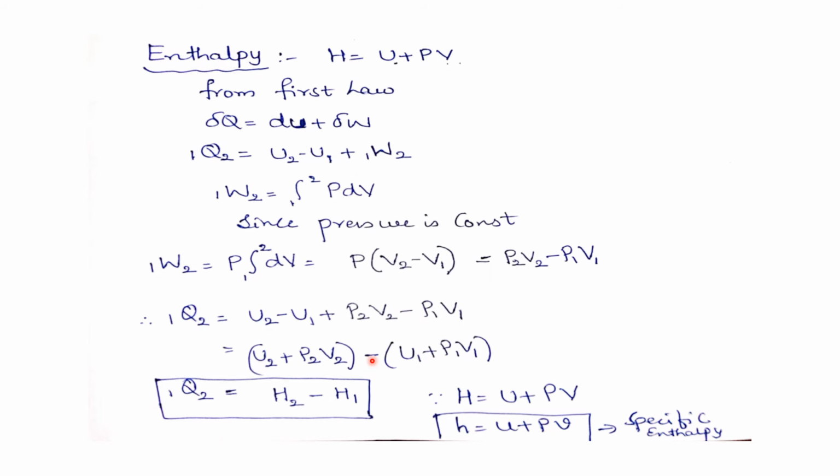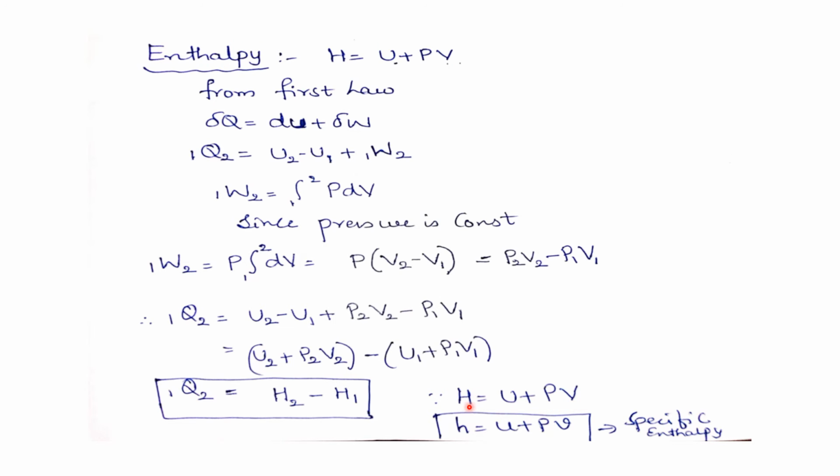I have not altered the equation here. If I simplify it, this will be minus U1 only, and this will be minus P1 V1 only. So only the minus I have taken outside, and I have put these terms in the bracket, U1 plus P1 V1. Already we know that we have defined enthalpy as nothing but U plus P into V. Therefore 1Q2 I can write as H2 minus H1, because H is equal to U plus PV. Here it is U1 plus P1 V1, I can replace it by H1.